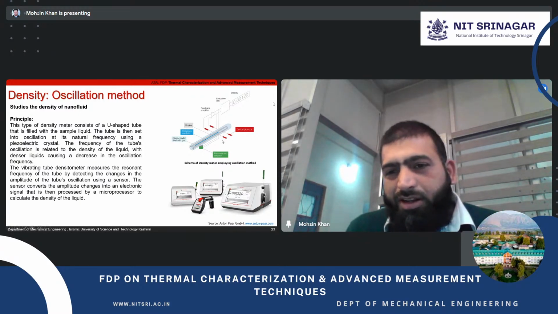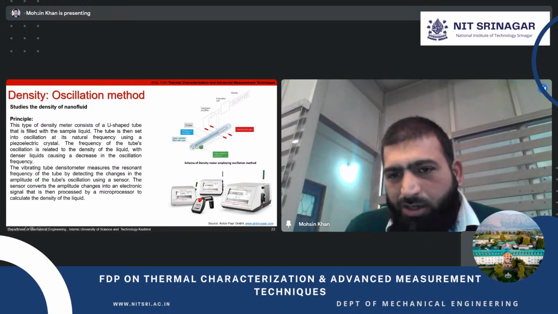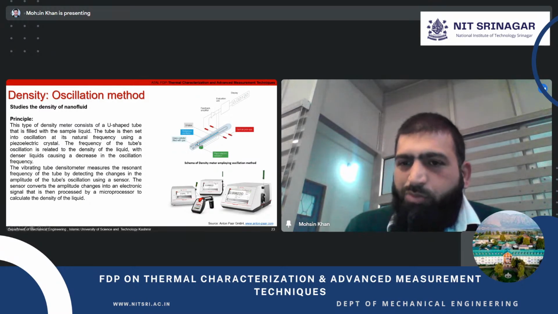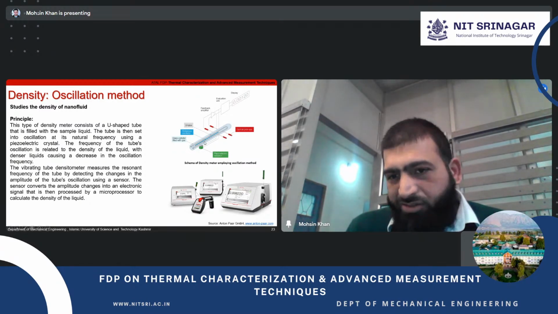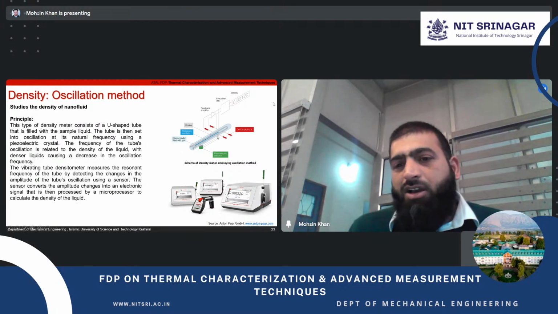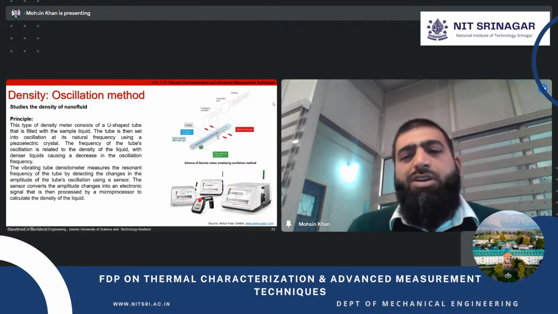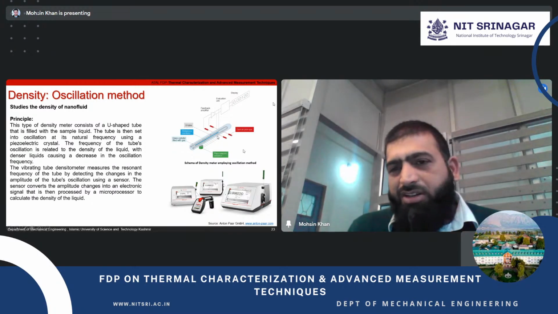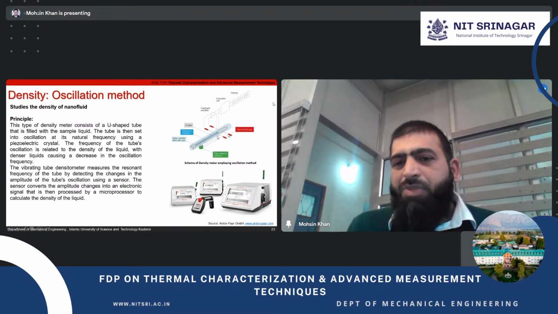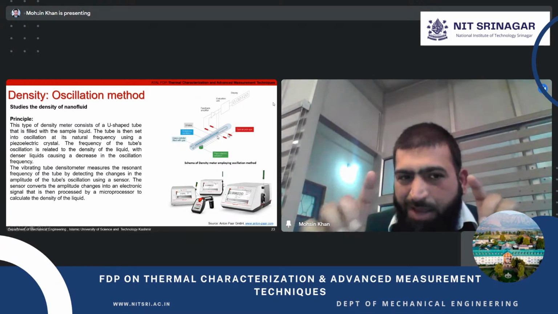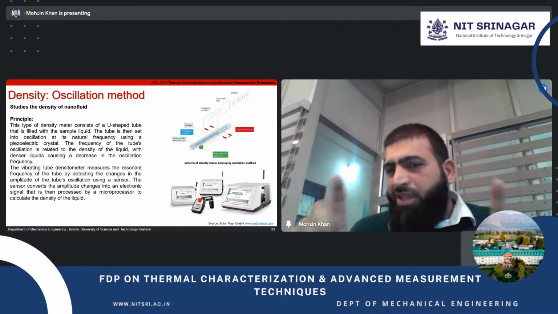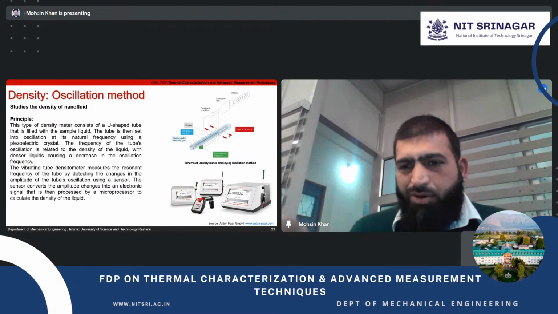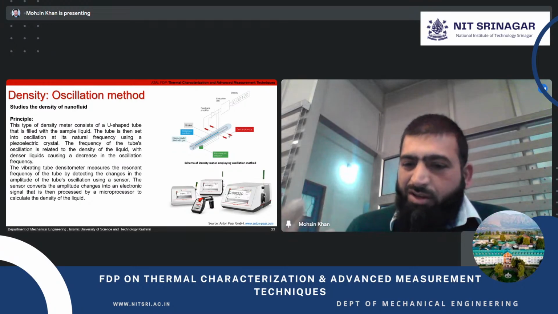There is a reference oscillator. Once we fill the U tube with the fluid and then oscillate it, it goes from its reference position to some positions above and below. On two sides we have fitted four sensors which measure the amplitude of the oscillations. The amplitude of the oscillation is directly proportional to the density of the fluid, so we get an idea about the density of the fluid.